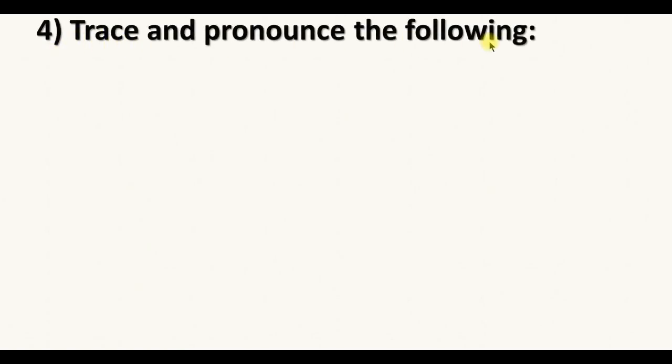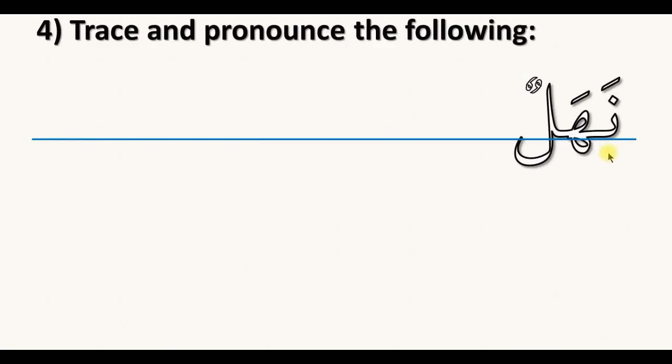Number 4. Trace and pronounce the following. Now you will observe how the letter N appears in the different parts of a word. Here N is at the beginning of the word. Let's trace and pronounce.